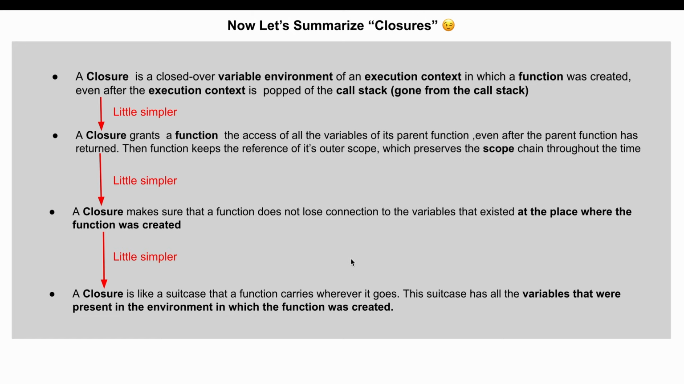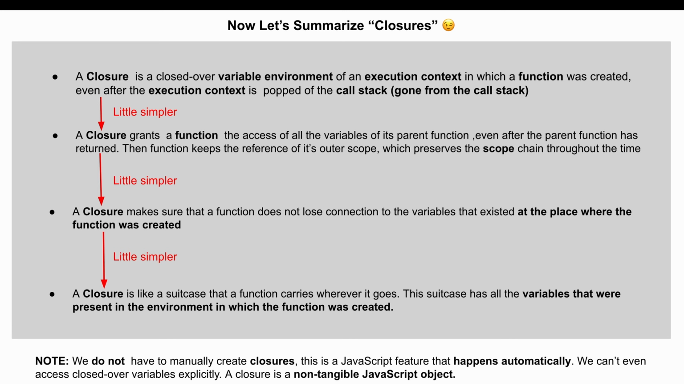And there is one more point. I think I've already touched upon this in the beginning of this lecture, that we do not have to manually create closures, or we cannot create closures manually. This is a JavaScript feature that happens automatically, right? All we need to do is analyze those scenarios where the closures are happening. And there is one more thing: we can't even access the closed over variable environments explicitly. The way we access the methods of an object or an array, we can't do that with closures. We can't go ahead and pick the closed over variable environments from the closures, right? Because a closure is completely a non-tangible JavaScript object. It is an internal property. We can only see it happening under the hood. We cannot do anything with it.